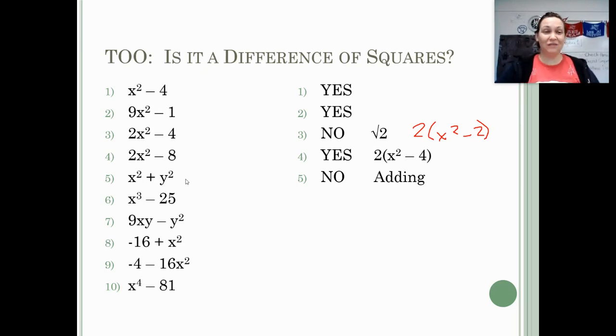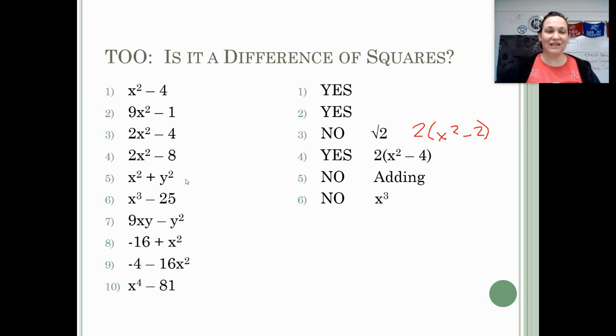Okay, number 6. Number 6 looks pretty good. I've got the square root of 25. I've got a subtraction sign, but my exponent is an odd number. Since my exponent is an odd number, this is not a difference of squares. Remember, your exponent has to be even.